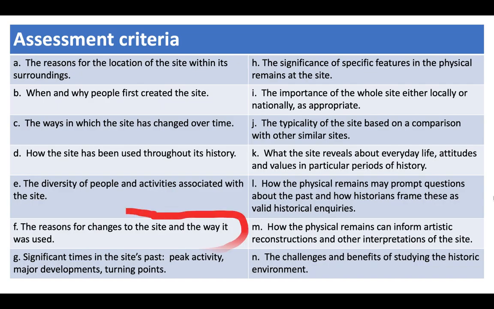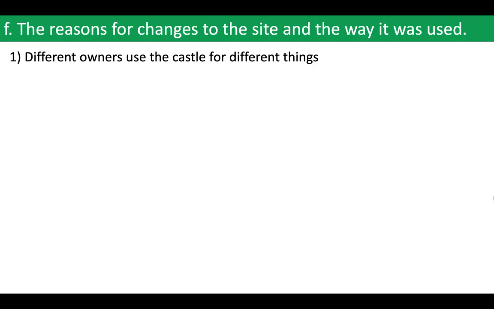Now, the second question we had to think about that's kind of tied in with this is, why do these changes take place? So I think we could break this down into three main reasons. Number one, there are different owners of Kenilworth throughout its history, and the different owners use the castle for different things. It's actually quite unique, Kenilworth, in the sense that there are so many different people that are owning the castle at different points, and very often they have different needs and different desires for how the castle is going to work for them.